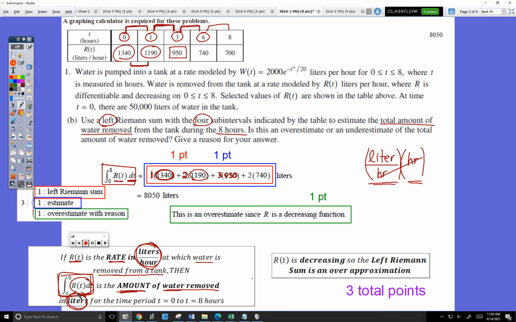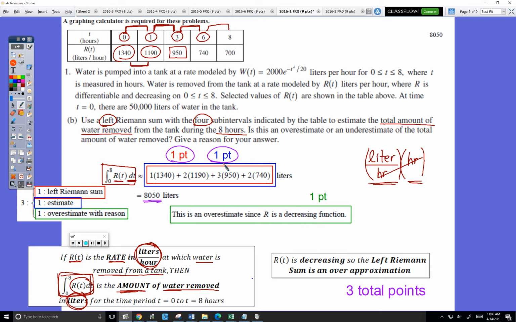The way this was scored is they expect to see your Riemann sum written out. You don't have to keep going, though. You don't have to go all the way to the 8050 number. I recommend you stop with just the red box or the blue box. They're the same thing. You get 2 points basically for doing that. So 2 points so far for doing the Riemann sum.